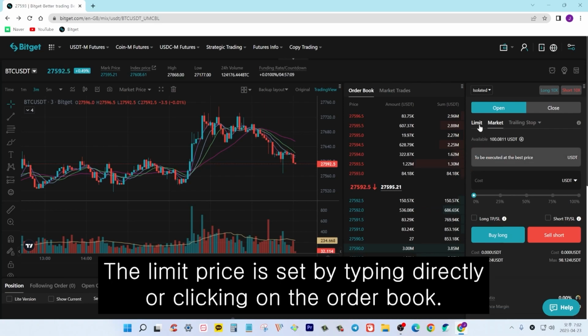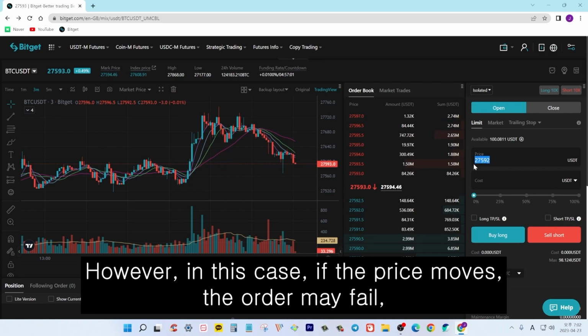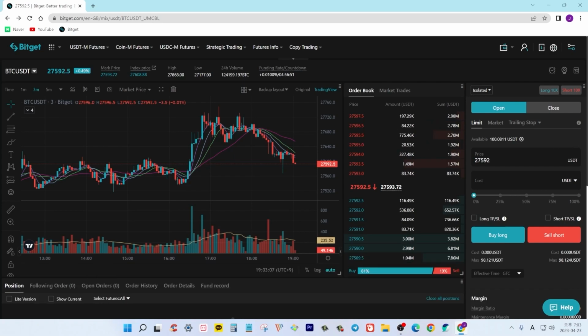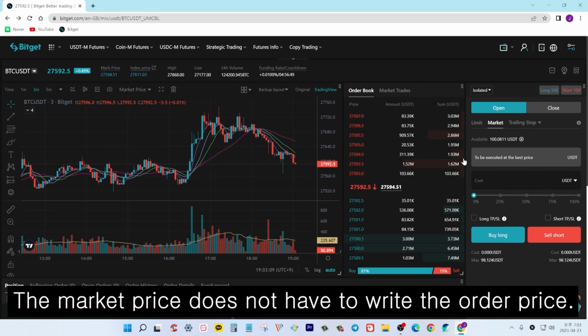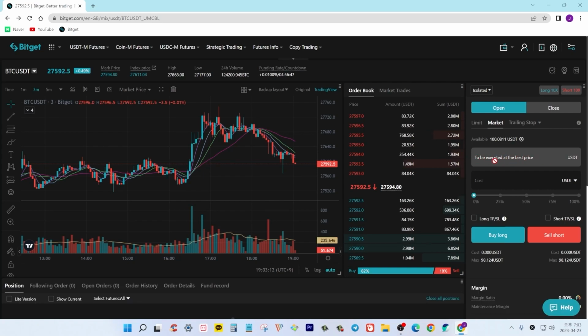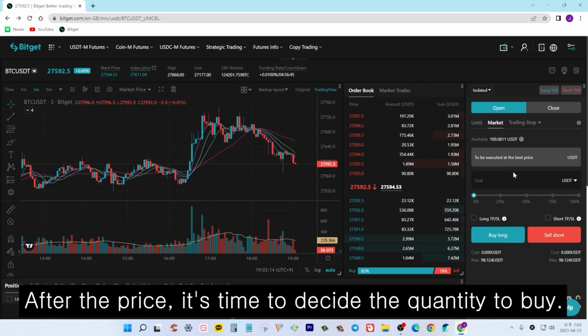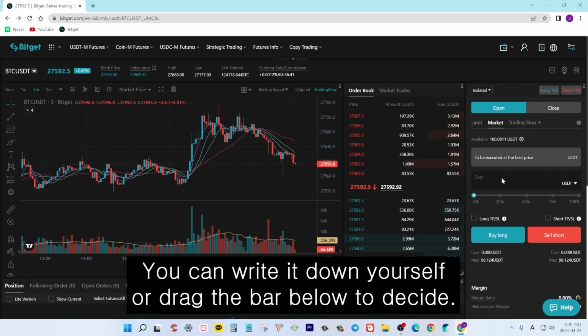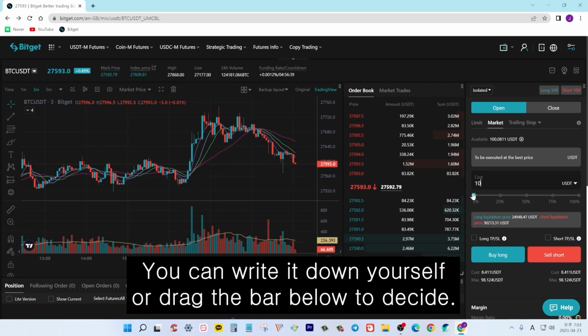The limit price is set by typing directly or clicking on the order book. However, in this case, if the price moves, the order may fail, so it is recommended to use the market price at first. The market price does not have to write the order price. After the price, it's time to decide the quantity to buy. You can write it down yourself or drag the bar below to decide.